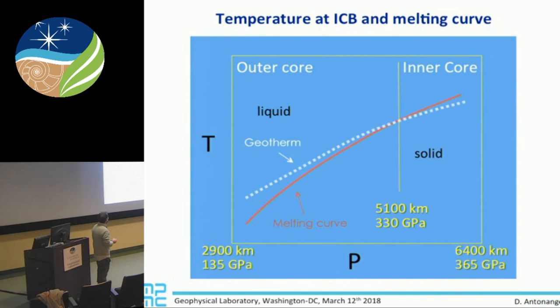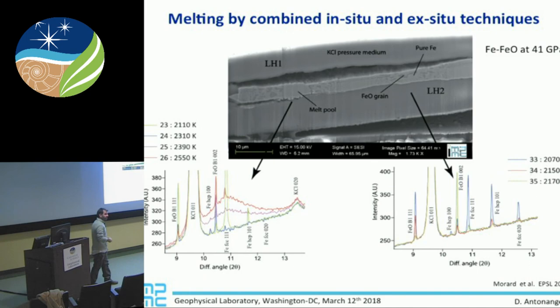Once we start dealing with temperature, an independent constraint we have to keep in mind is the effect on the melting curve. Why so? Because we know that since the inner core is solid, the geotherm is below the melting line there, while the geotherm is above the melting line in the liquid outer core. The two cross at the inner core boundary, where geotherm and melting curve meet, so we can pin core temperature from the melting of the core material at 230 GPa. So we try to do that by looking at melting of iron alloys by combined in situ and ex situ techniques.